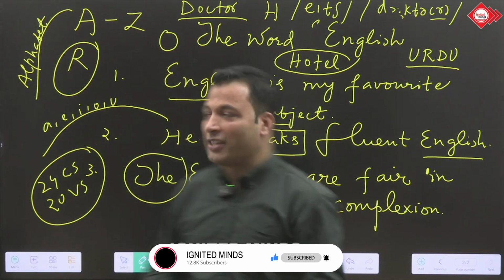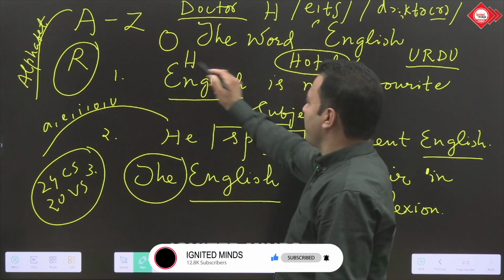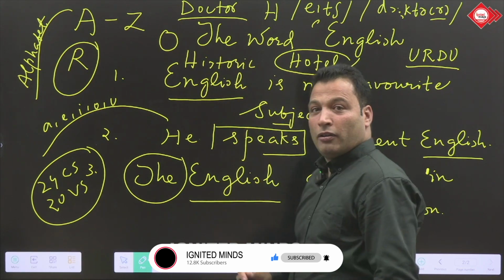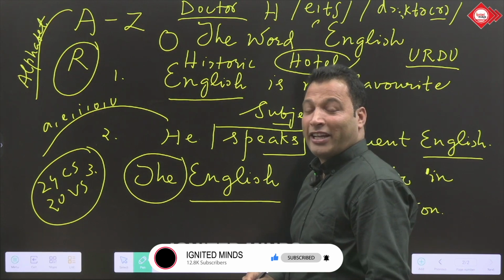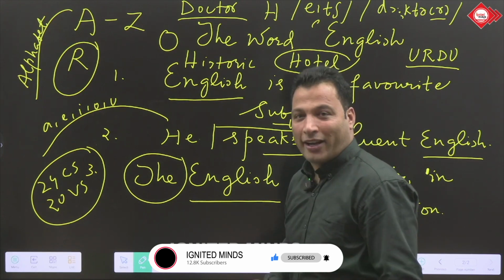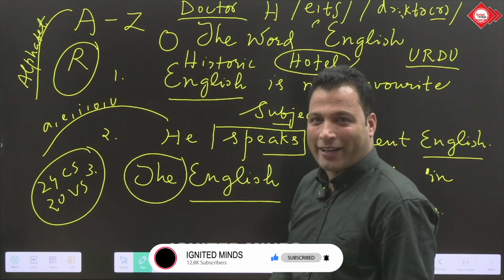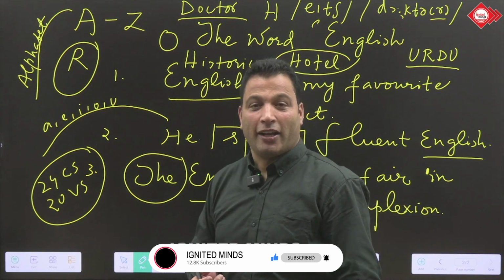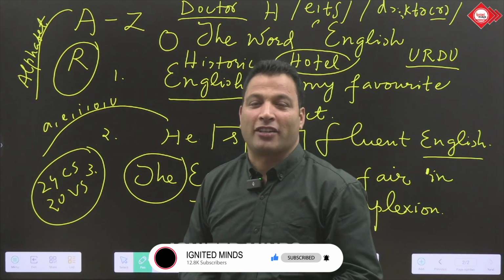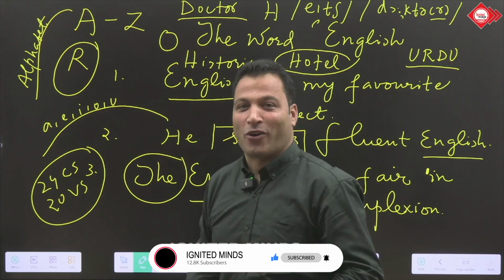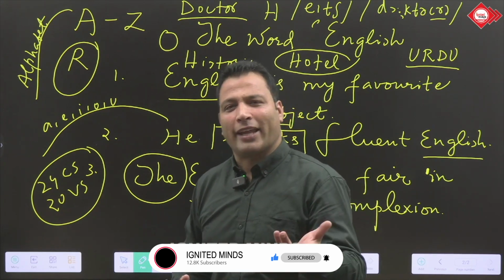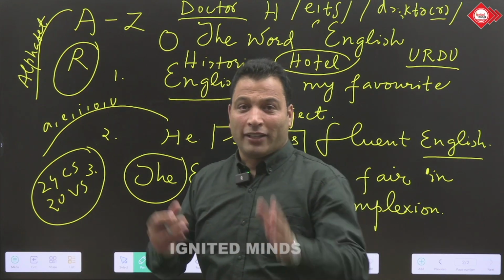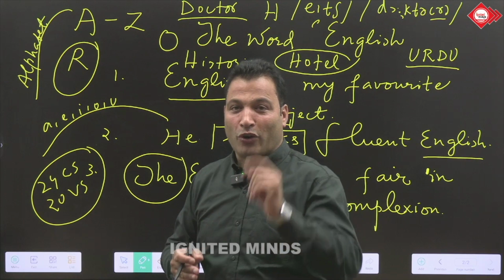One more word, HISTORIC. More common pronunciation, historic, Americans historic, Britishers historic. But it has got one more pronunciation, that is historic. Both correct, but more common is historic. So the and the, more common is the.